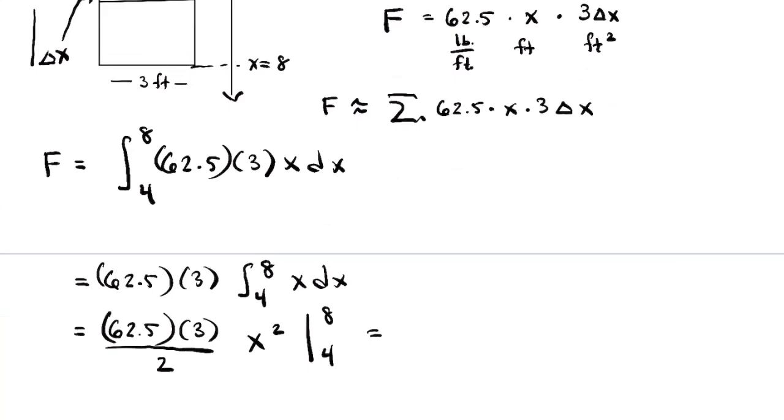So I can write down what we're going to get here. We're going to get 62.5 times 3 over 2. Evaluated at 8, that's 64. Evaluated at 4, that's 16. All right, so now we have to do that calculation. I'm just going to get out my calculator here and do it along with you. So 62.5 times 3 divided by 2 times the quantity 64 minus 16. You probably beat me to the punch, but I'm getting 4,500.